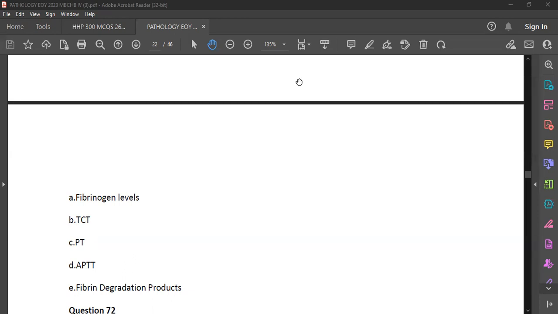It is a good test to be able to check out your DIC. Fibrin degradation products are going to be high because you're forming too much fibrin, and fibrin is still being broken down by plasmin, and the whole system is haywire. So the only thing you're not going to have increasing is fibrinogen levels, which is going to be decreasing rather, and all the other coagulation factors.